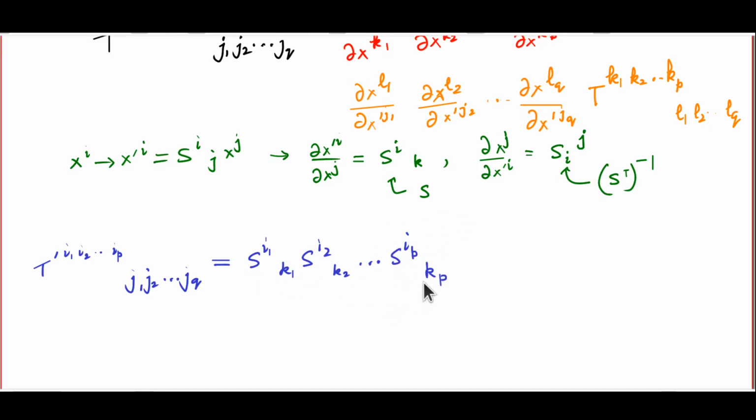These are, of course, nothing but del x prime I1, del x K1, del x prime I2, del x K2, and so on. But these are what they translate to for general linear transformations, as opposed to general coordinate transformations, which could even be non-linear.